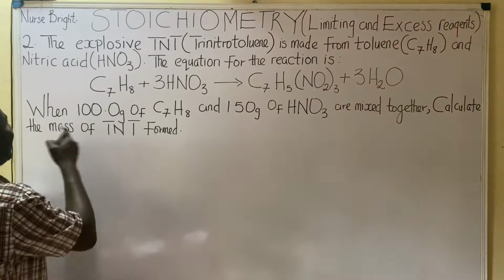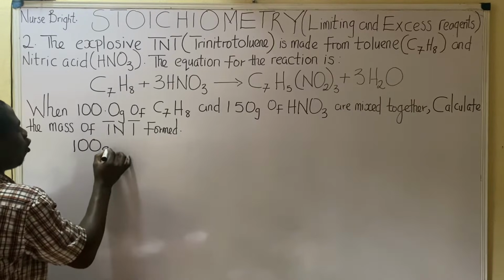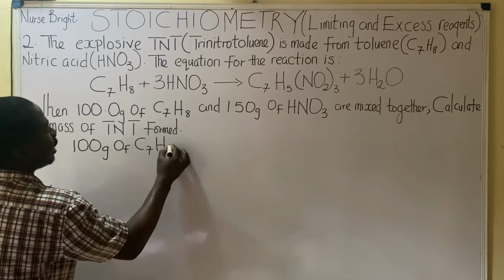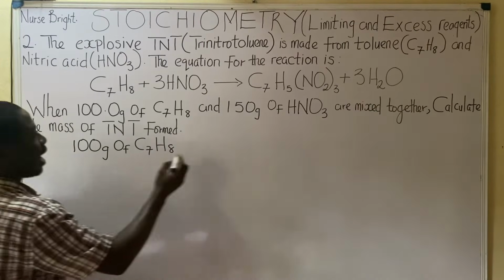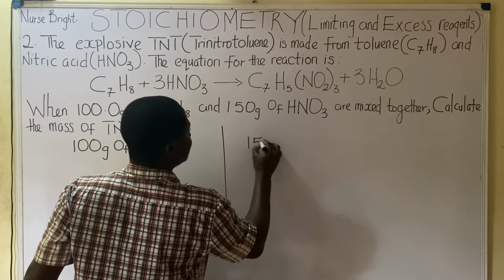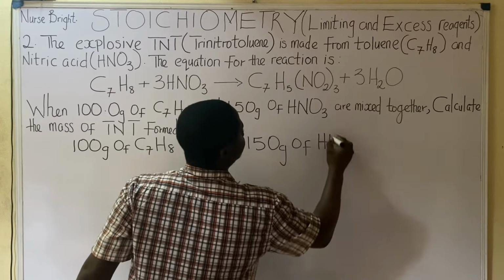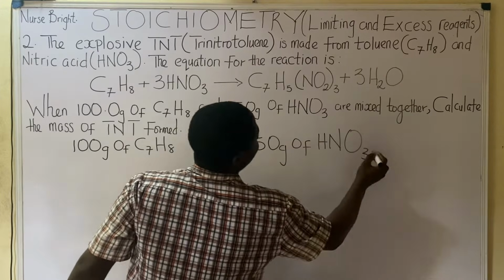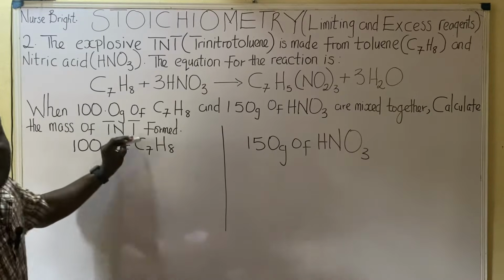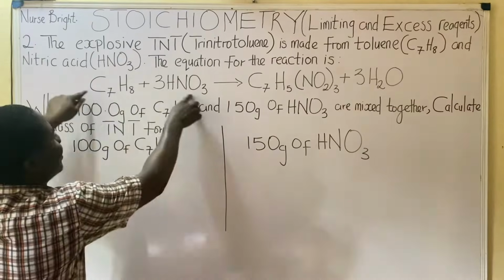The question said that when 100 grams, please follow, 100 grams of toluene, which is C7H8, and 150 grams of aqua fortis, HNO3, are mixed together, calculate the mass of TNT formed. Calculate the mass of trinitrotoluene formed when we mix both of them together.